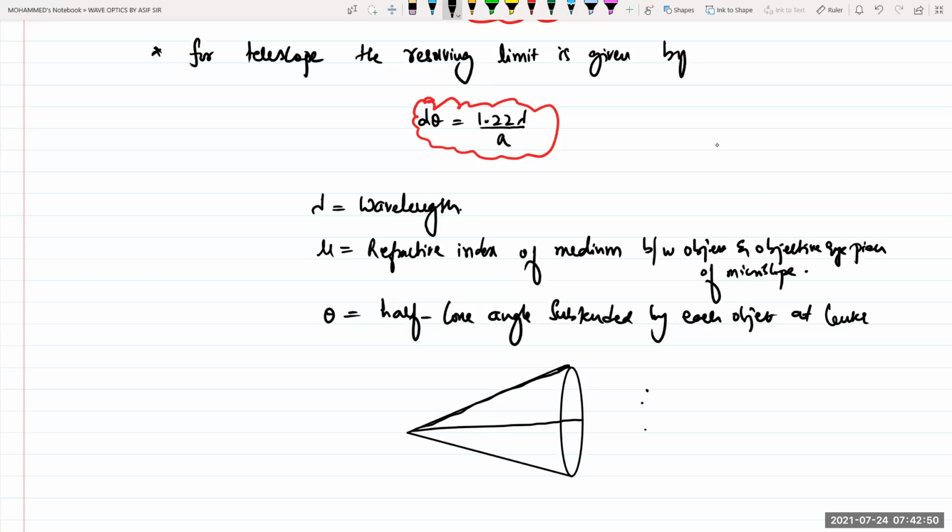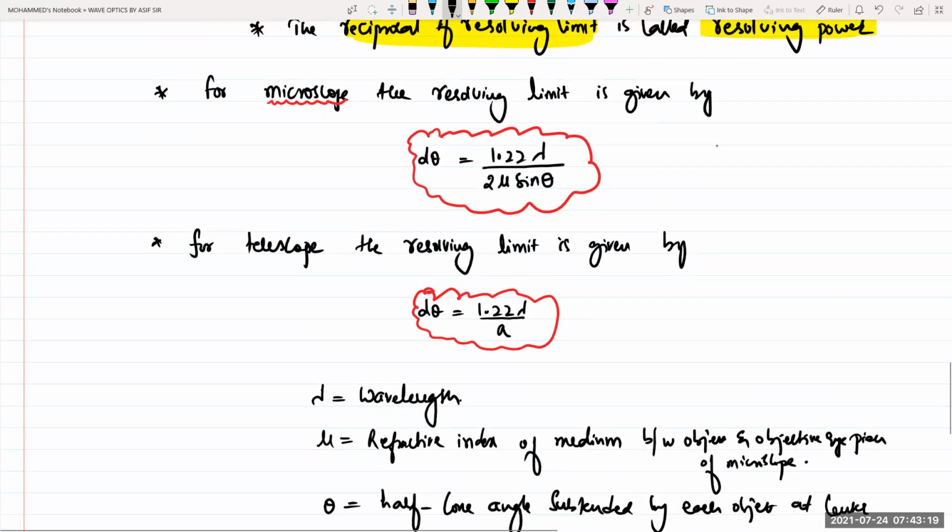This is the center, this is the cone. So this is your half angle, that is theta, and this one is also theta. This is the length, from here to here, this aperture, so this is your A. A is nothing but the diameter of the objective of the eye of your telescope, and lambda is the wavelength. Clear? So these are the two standard formulas you need to remember for resolving power for your exams.